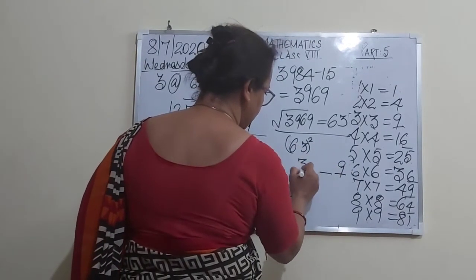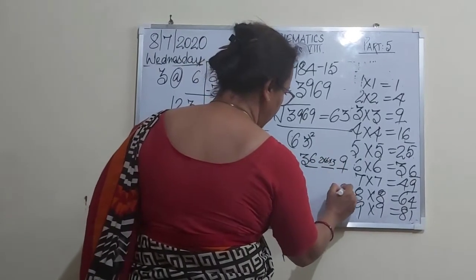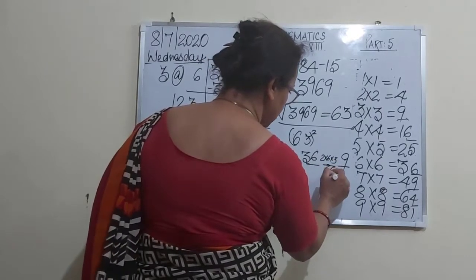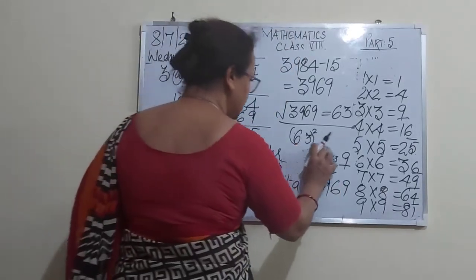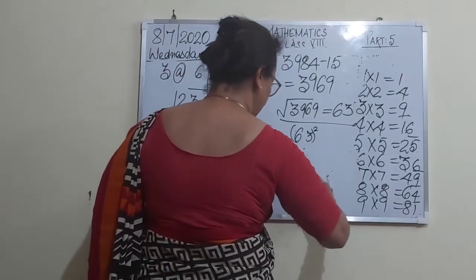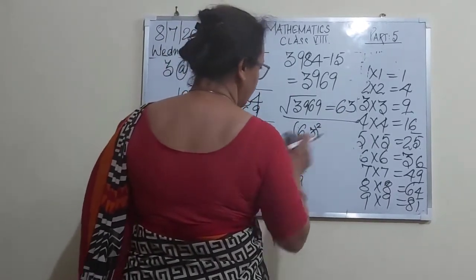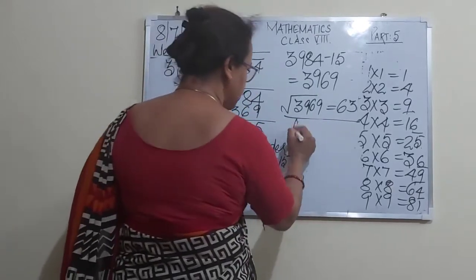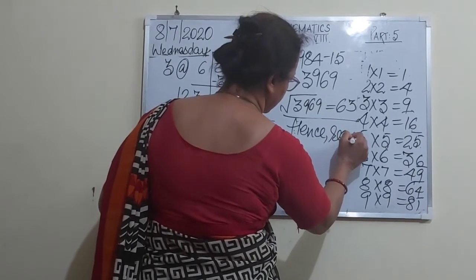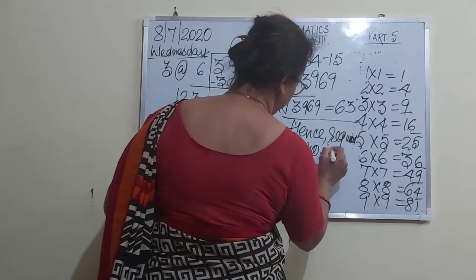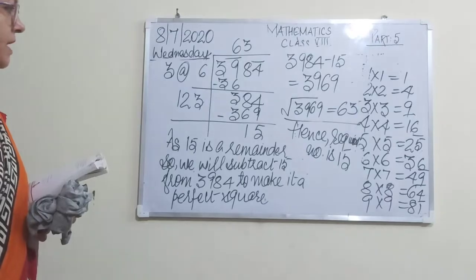6 square is 36. That's right. 2 into 3 into 6 is 36, 18 to the 36. This is 36, 6 we will note down, 3 will be 3, 9, 6. That's right. So this is the square of 63, which is equal to 3969. Hence the required number is 15. What is the required number? That is 15. Clear, students?